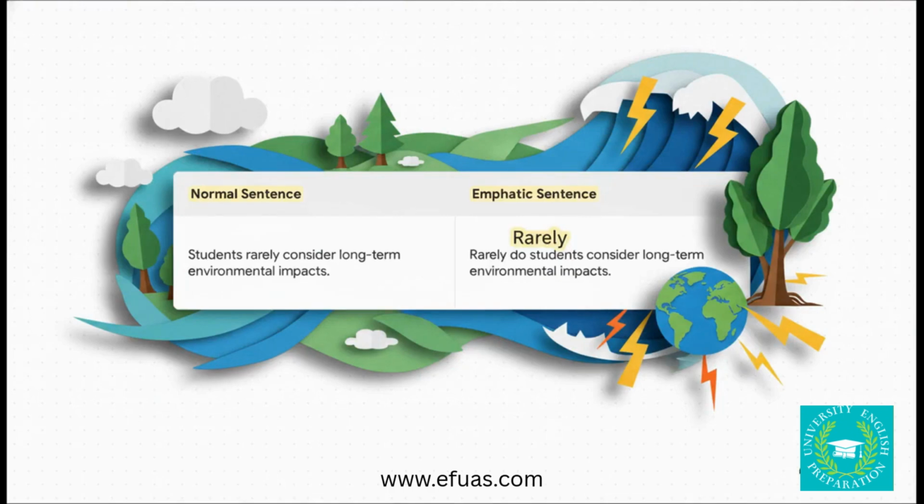Just take a look at this example. A standard sentence might say, students rarely consider long-term environmental impacts. It's fine, it's grammatically correct. But look what happens when we invert it. Rarely do students consider long-term environmental impacts. The whole tone just changes, doesn't it? The emphasis jumps right to the word rarely, and that makes the statement so much more dramatic and authoritative. It goes from a simple observation to a really powerful statement.